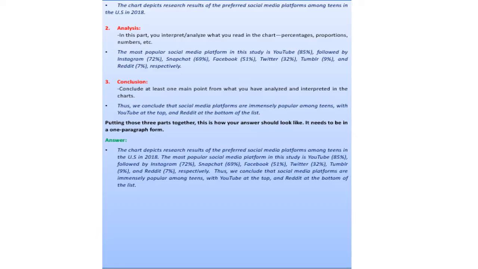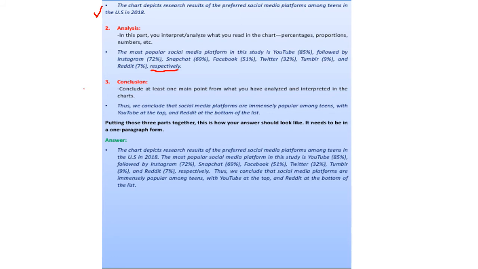Okay, I got the points. Here it is. Now, analysis, I need to analyze the numbers. In this part, you interpret, analyze what you read in the chart, percentages, proportions, numbers, etc. The most popular social media platform in this study is YouTube. Give the percentage, as I did in brackets, followed by Instagram, Snapchat, Facebook, Twitter, all with the percentages in brackets, respectively. What do I mean by respectively? Consecutively, after each other, in the order that they were depicted in the bar graph.